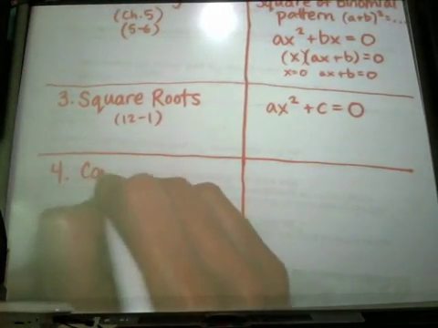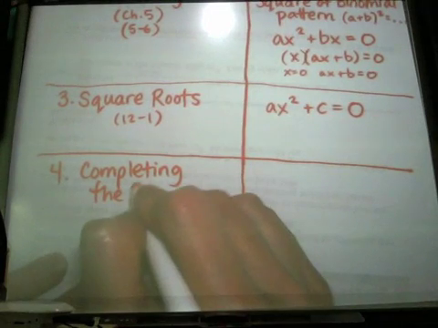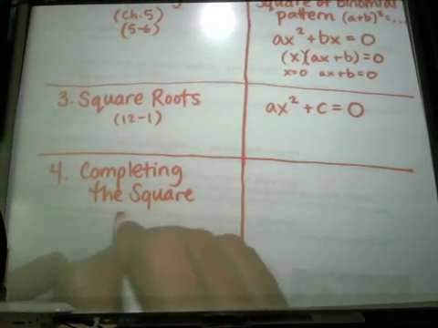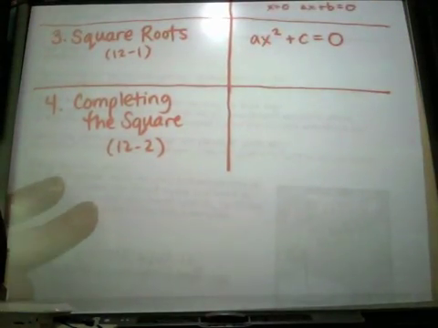Last method, and I don't know why they have them out of order, but they do, completing the square. And this was lesson 12.2. Completing the square.